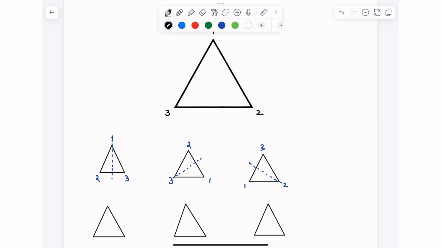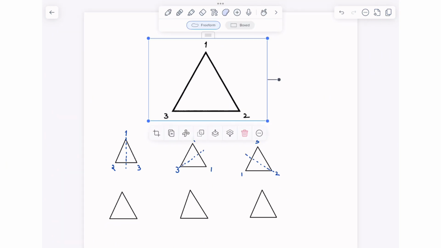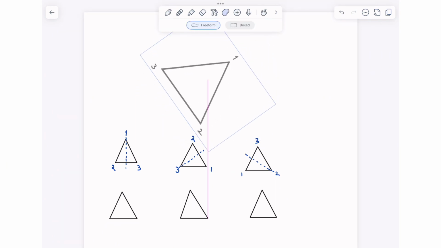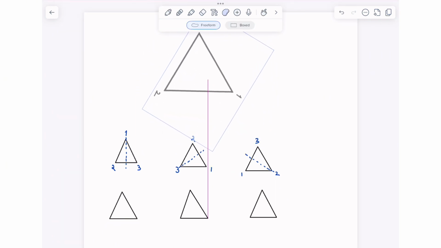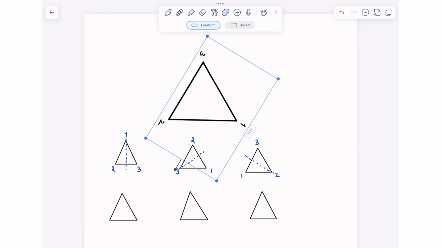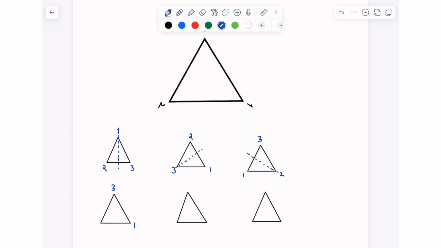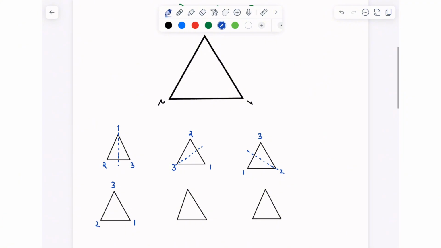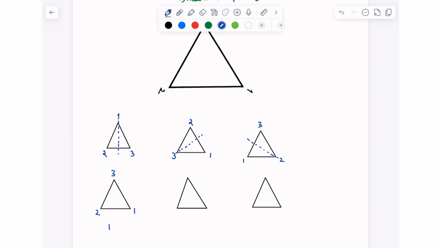So for the first rotation, what you can do is rotate it so that the 3 goes where the 1 is, just like that. I'm just going to move this down. So you can have this kind of rotation, where the side 1 has taken the spot of number 2, and the side 2 has taken the spot of number 3. And this is essentially a 120-degree rotation. A clockwise rotation of 120 degrees.